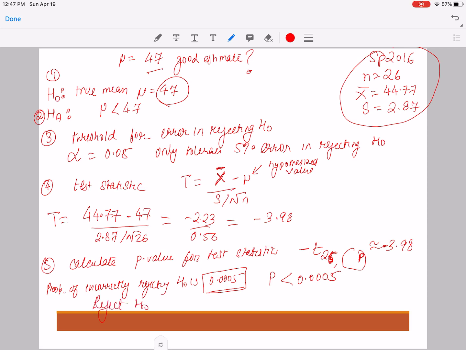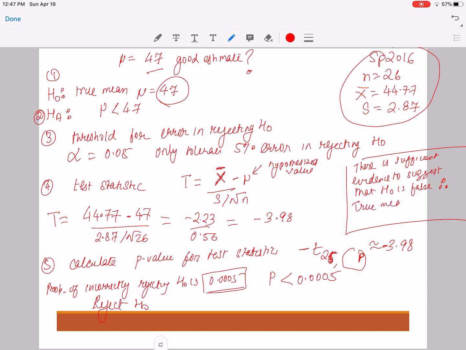So I will reject H0, and therefore I'll conclude as follows. There is sufficient evidence to suggest that H0 is false, and therefore we'll go with the alternate hypothesis that the true mean is in fact less than 47. So these are the step-by-step procedures in which you perform hypothesis testing.